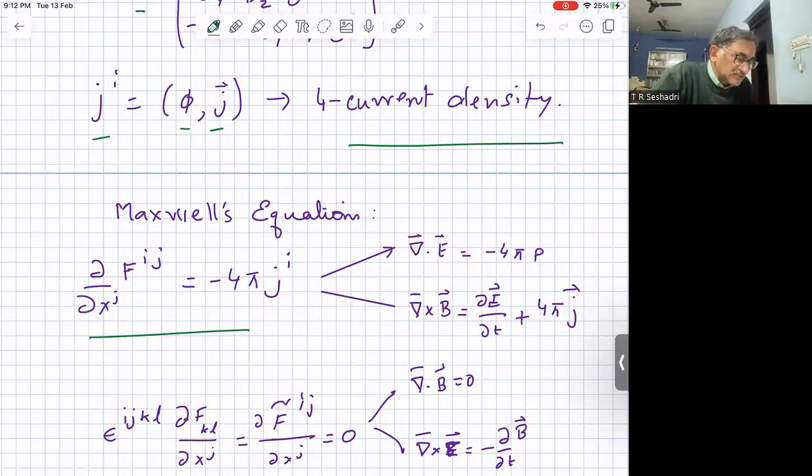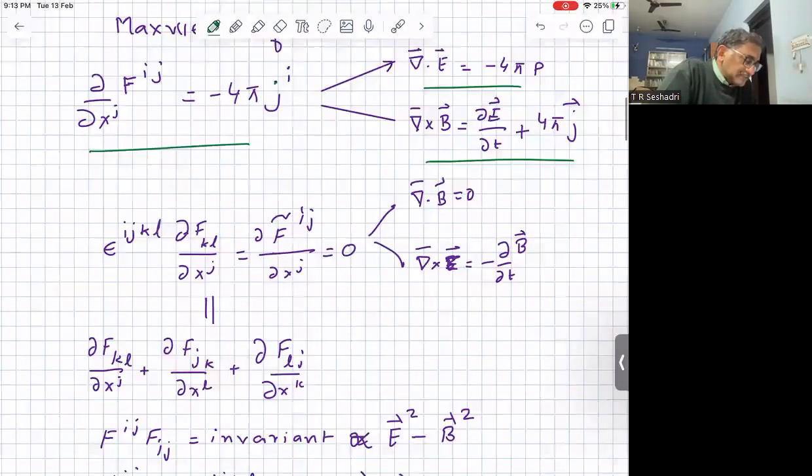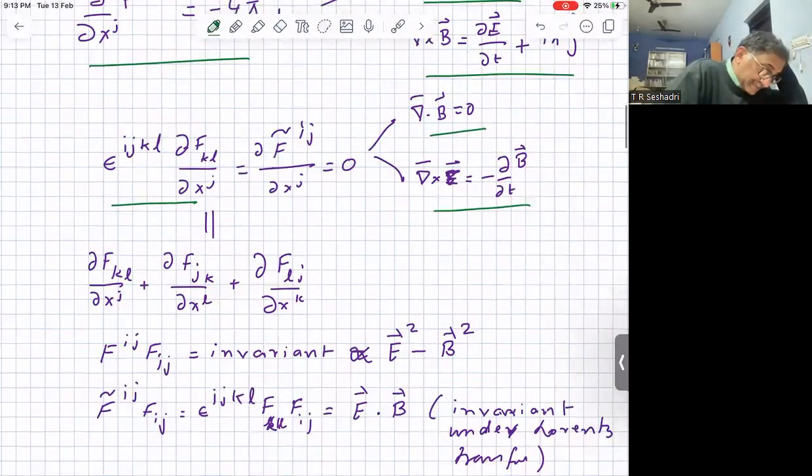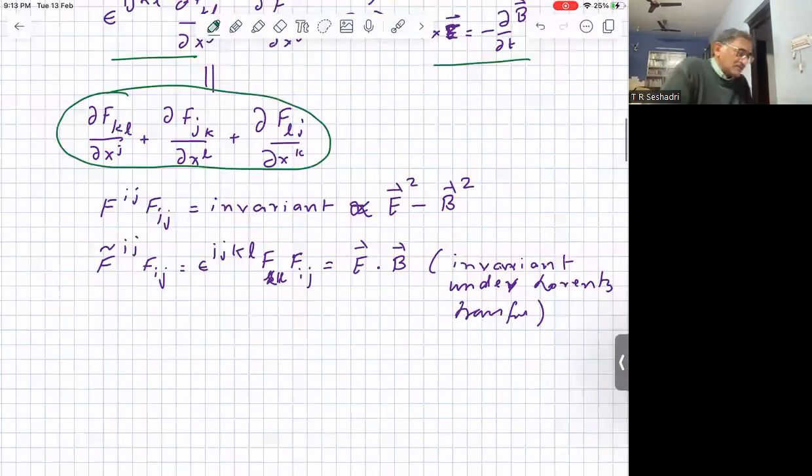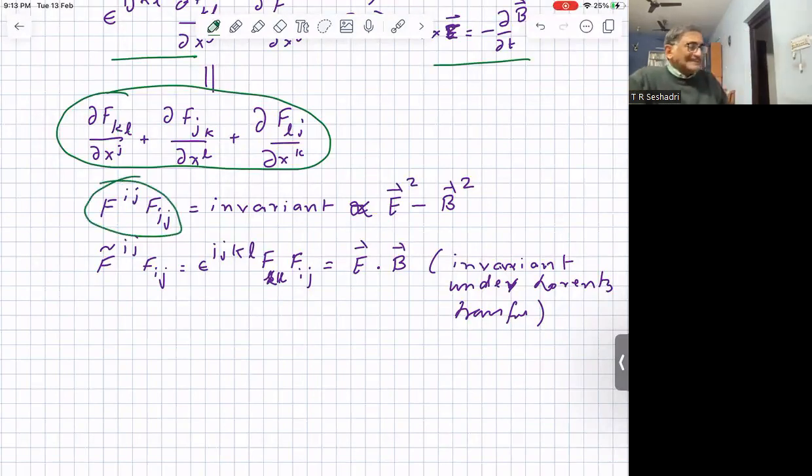And this set of Maxwell's equations, when you split it into time and space, will come out to be this one and this one. The other set of Maxwell's equations will come out to be the divergence of B is 0 and the curl of E is minus del B by del t. This can be written in this form, in which you cyclically rotate the indices i, j, k, and that is equal to 0. I also mentioned that the quantity F_{ij}F^{ij} is an invariant, a scalar, proportional to E square minus B square. Another quantity, F tilde^{ij} F_{ij}, which is a dual, epsilon^{ijkl} F_{kl} F_{ij}, is E dot B. This is an invariant under Lorentz transformation and rotation, but not under inversion. As long as you are not doing an inversion, this is also an invariant.